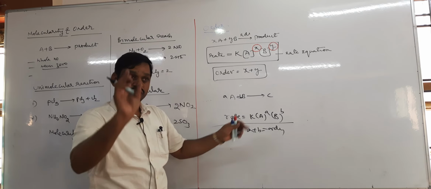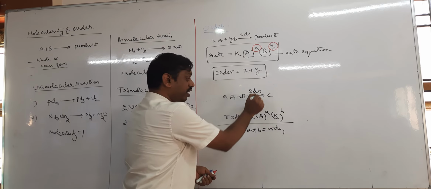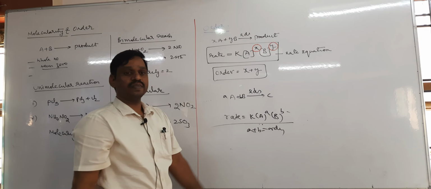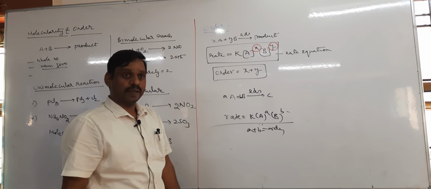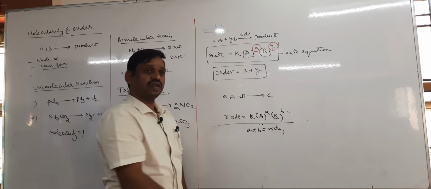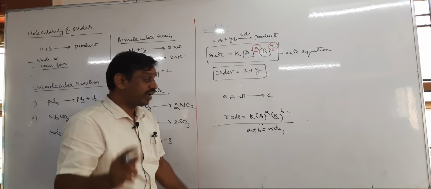Or else, if they give the equation, they must give that it is the RDS. If they give the RDS, you can write this. If you write this, you can identify a plus b. That is the order. That possibility is there. But I have not written anything, I am asking the order. That means order cannot be predicted unless you know the rate equation.